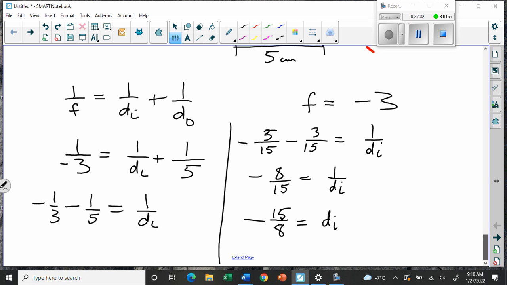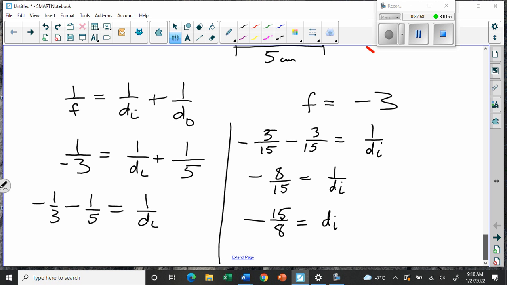So 15 over 8 is just a little bit less than 2, isn't it? If that was a 16, it would be right on 2, right? So you can just grab your calculator if you want to know the precise number and do 15 divided by 8. That's about 1.9. Whoops, no, my calculator is messed up.